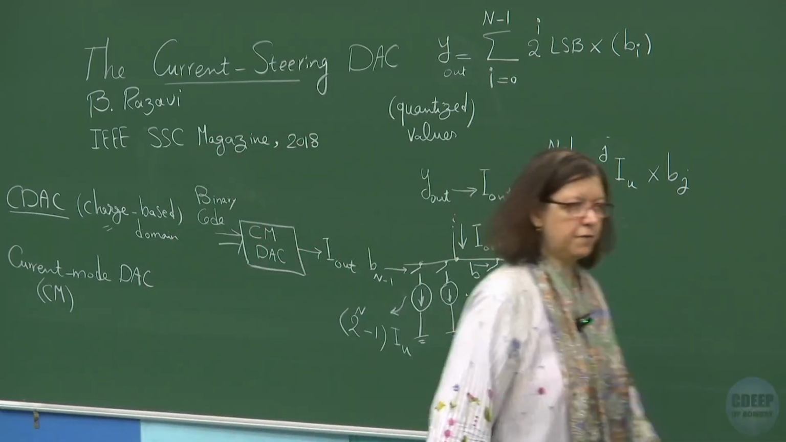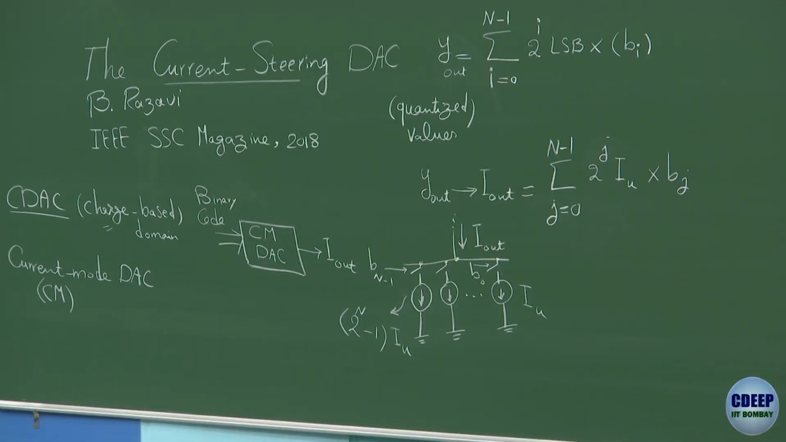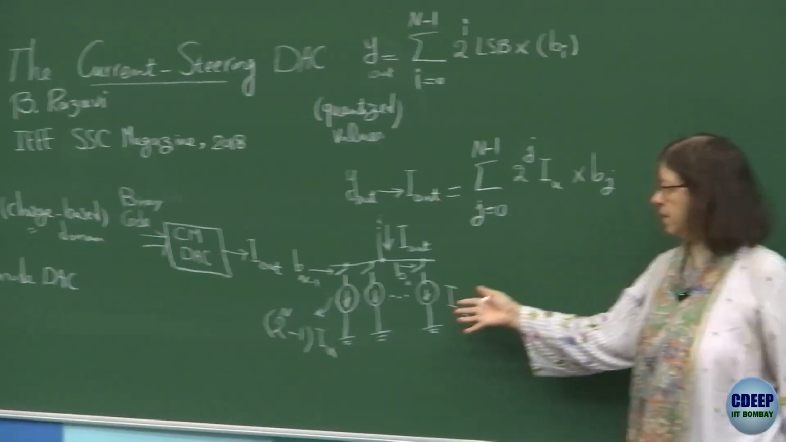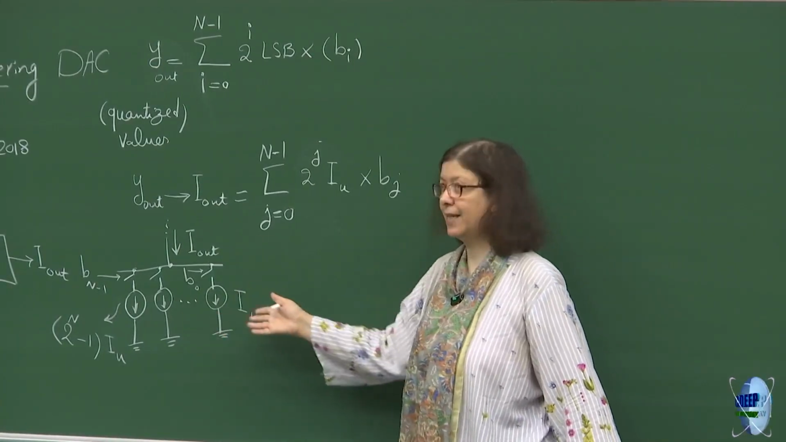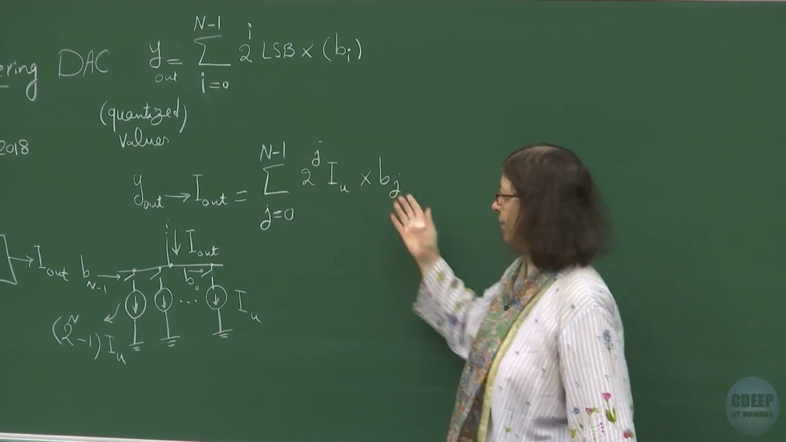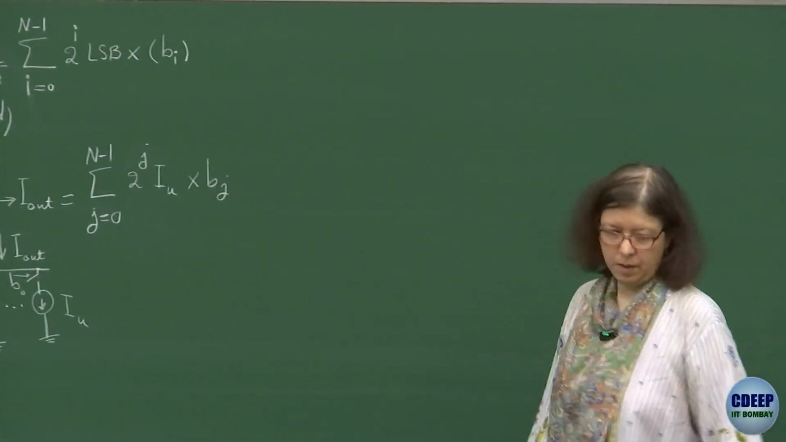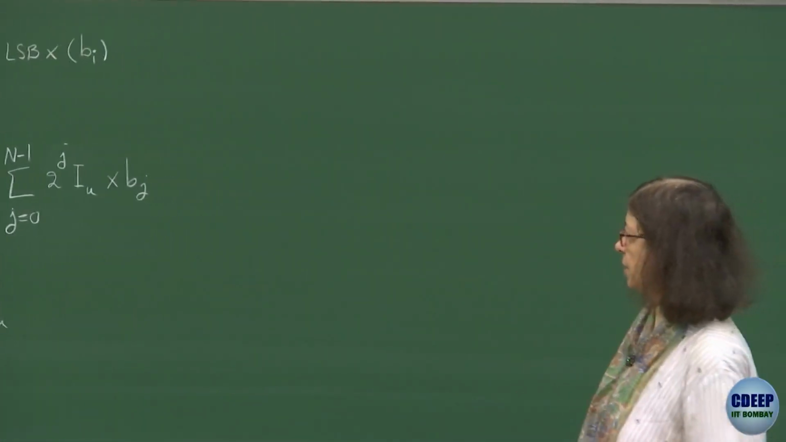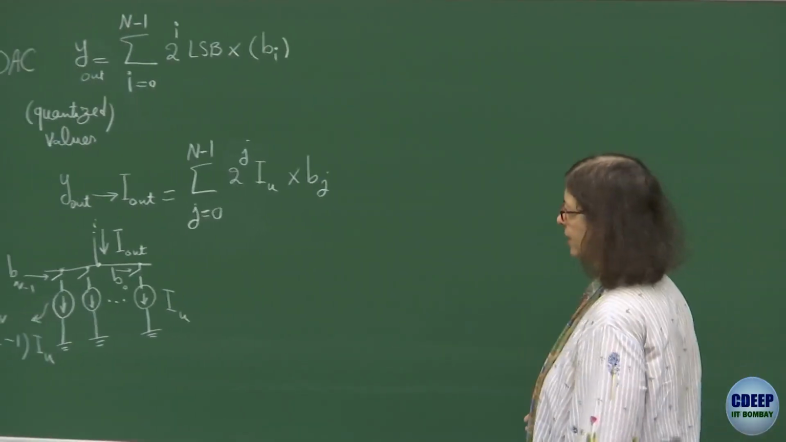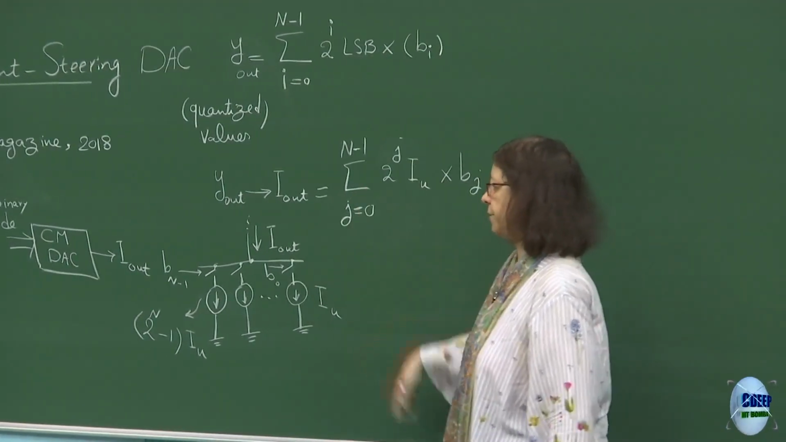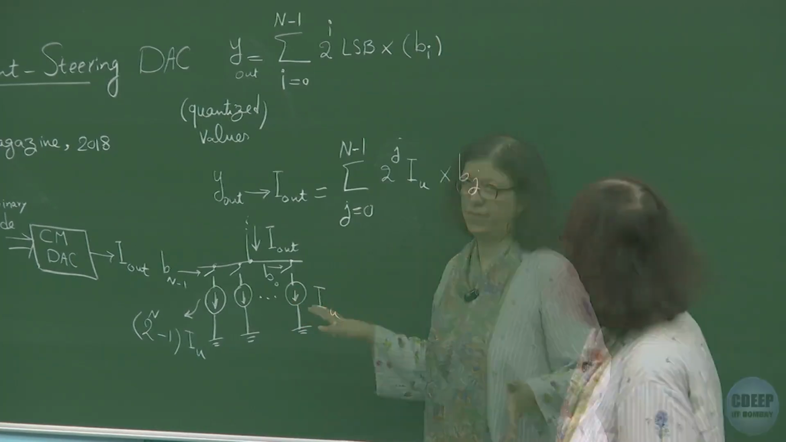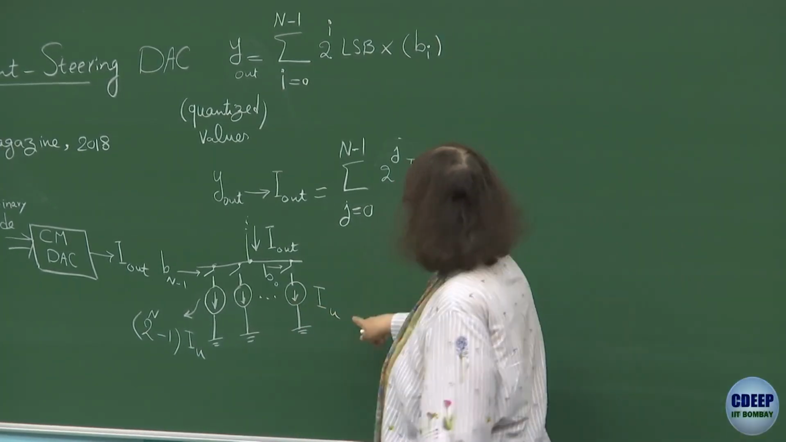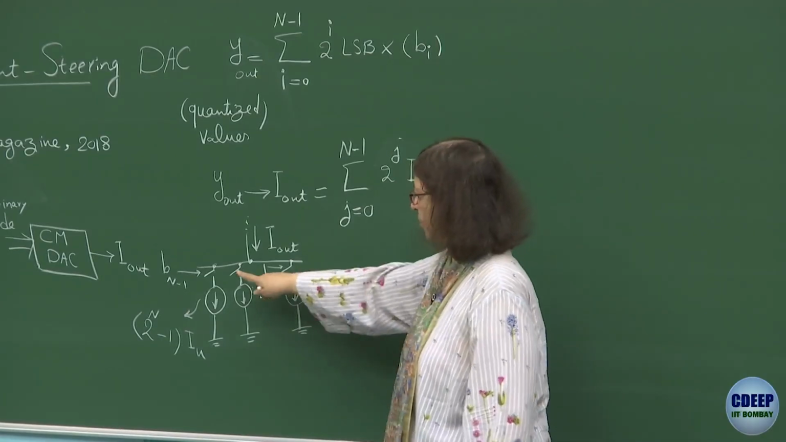So that means if Bj in general is 1, the corresponding binary weighted current will be on. So this is very simple, directly binary weighted, and directly will give us this expression. So we have a DAC, output is current, we can convert it to voltage. This configuration is not used. So we have from B0 to Bn minus 1.